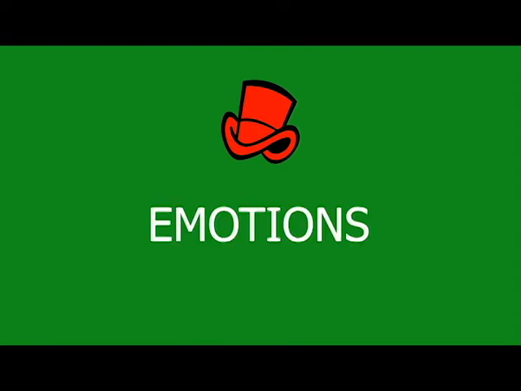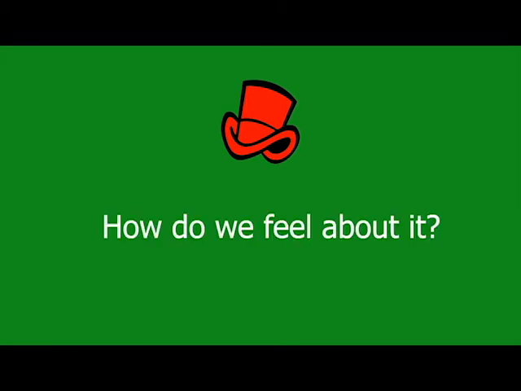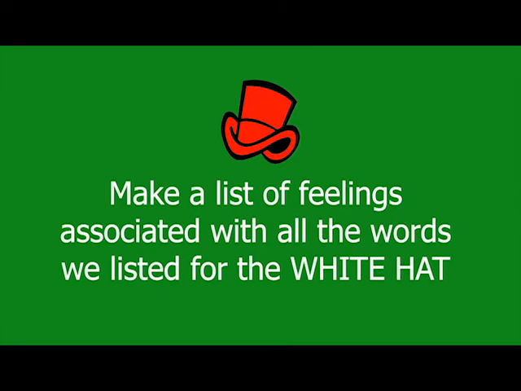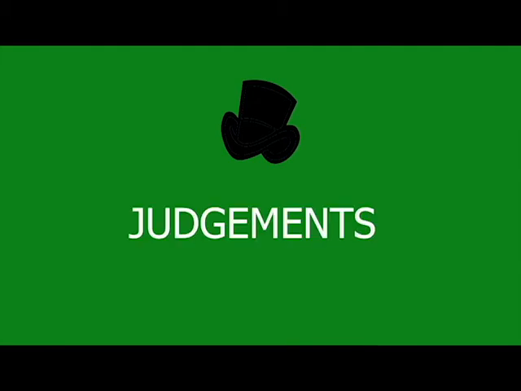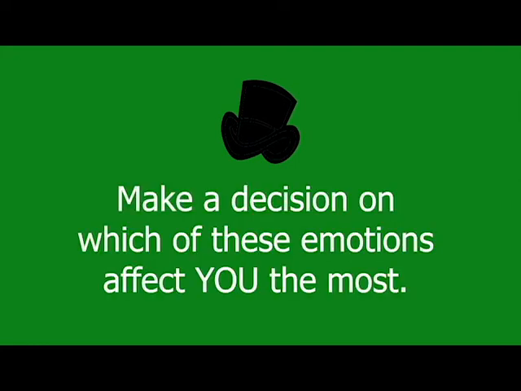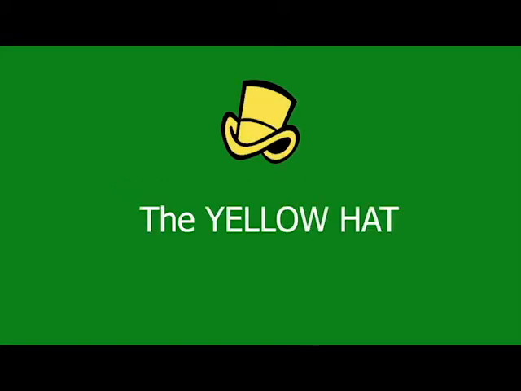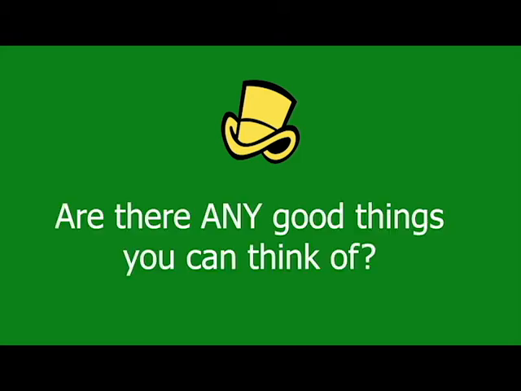So the red hat deals with emotions, how we feel about these things. Make a list of feelings associated with all the words we listed for the white hat. Before we go to the black hat, which is judgments, make a decision on which of these emotions affect you the most. And the yellow hat, are there any good things you can think of? Make a list of these too.